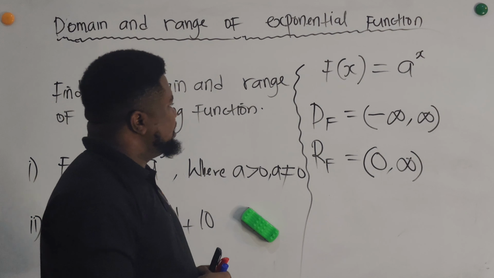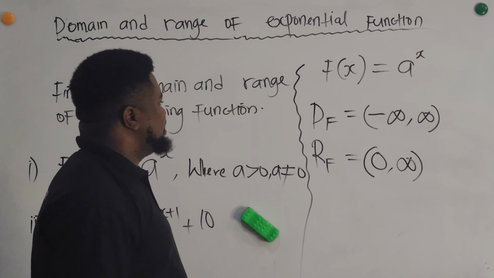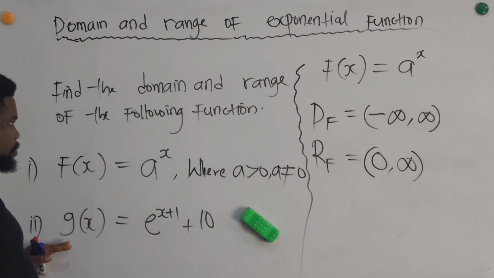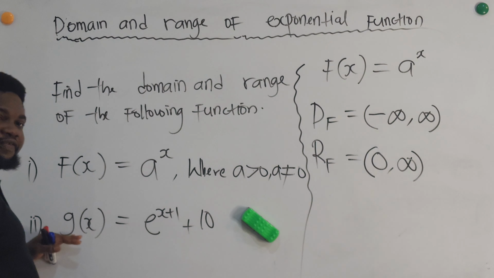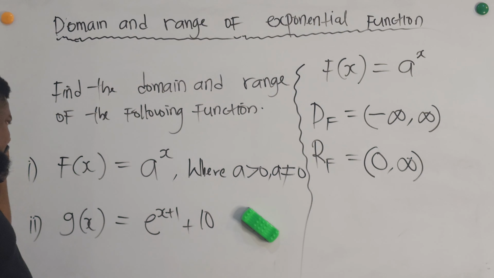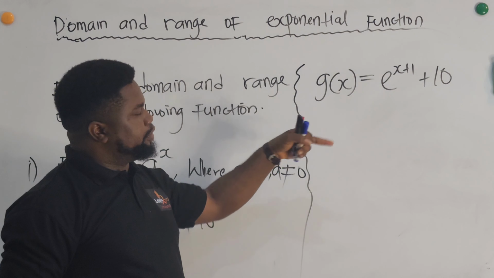So our domain is this and our range is that. We have solved question 1. Question 2, let's solve. Question 2 says g of x is equal to e to the power x plus 1, plus 10. Alright, let's do this.